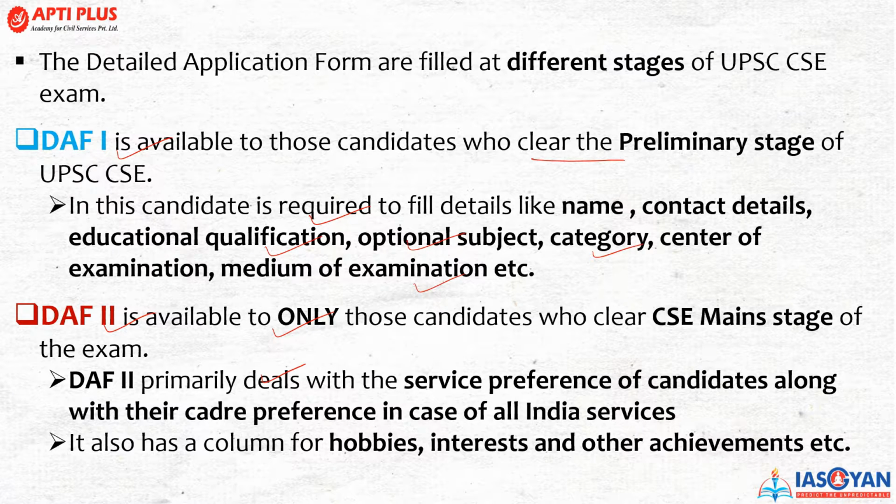You have to select your service preference along with the cadre preference in case of All India Services, which include IAS. You have to select the different cadres for IAS and different cadres for IPS. We'll see the details about how you're going to fill that. I'll also show you a sample of the DAF that will give you clarity on how to fill it. That also contains the columns for hobbies, interests, and other statistics and academic achievement. Apart from academic achievement, all other sorts of achievement can be mentioned in the DAF 2 form.